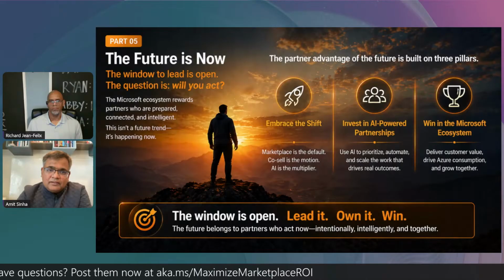So one question for you, as you think of this future: what can Microsoft partners do now that can put them in a better place with Microsoft Co-sell and Marketplace? What are one or two things that they should do right now?